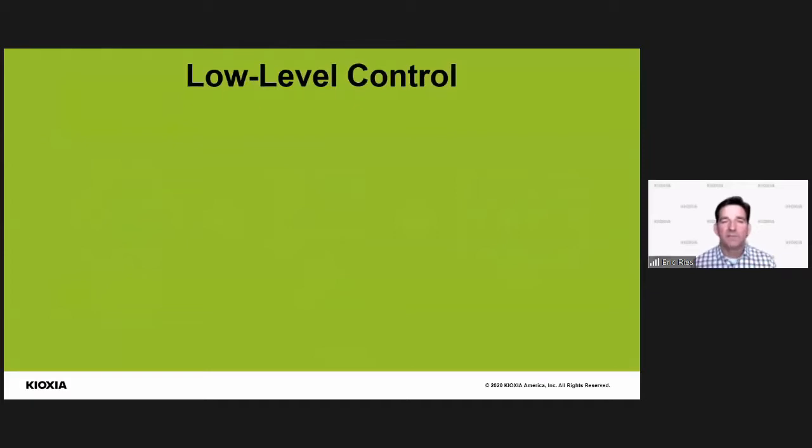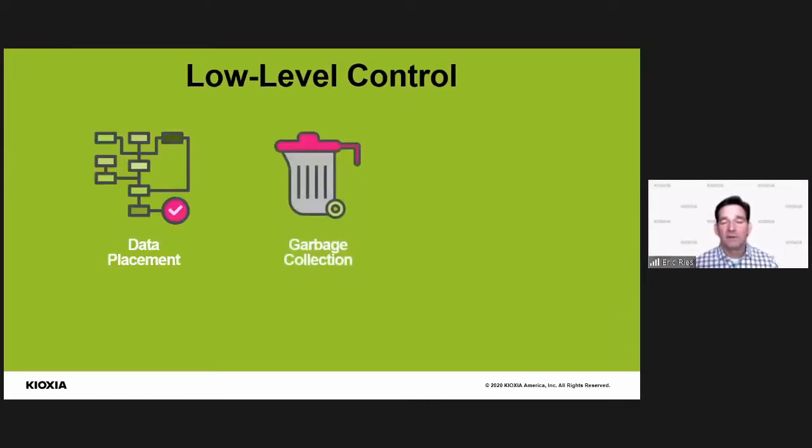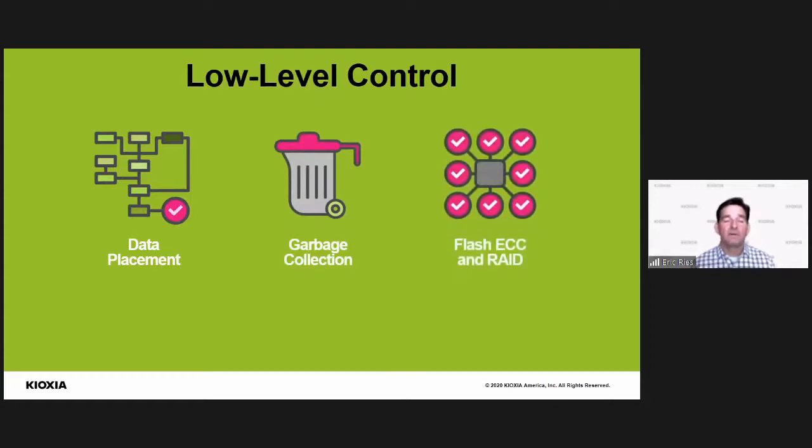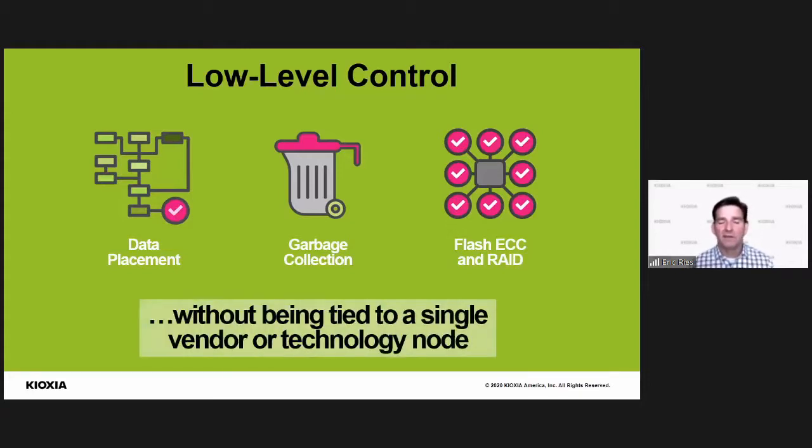Low-level control is also an item that is quite important. When you're trying to tightly orchestrate things within the hyperscale, there are some things that do need to be controlled. How you place your data, when you start and stop garbage collection, how you manage your ECC and RAID. These are some of the features that are typically low level that need to be managed. And that needs to be done in a way that doesn't tie you to a single vendor or a single technology.